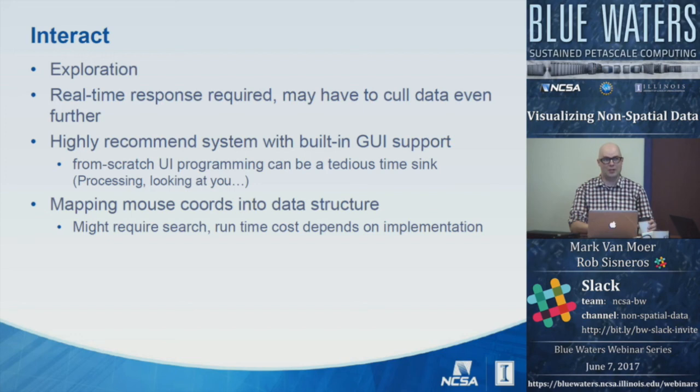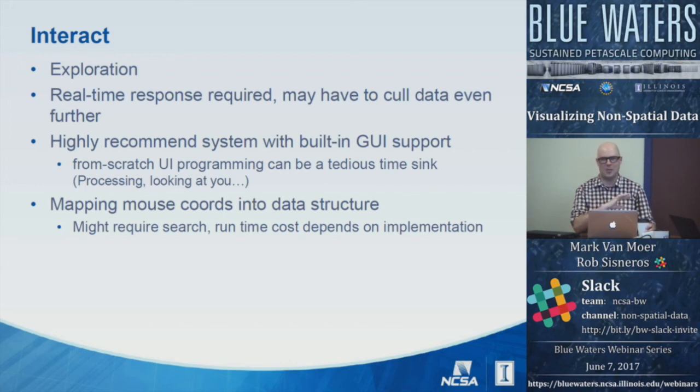And one thing that didn't occur to me until I got into the nitty-gritty of programming this is that what we're really doing with a lot of interaction on the programming side is taking a mouse coordinate and mapping it back into the underlying data structure, which may or may not be the same as the visualization data structure, to find the data that the person clicked on. That may or may not be trivial, depending on how things are set up, and it may have a significant runtime cost.